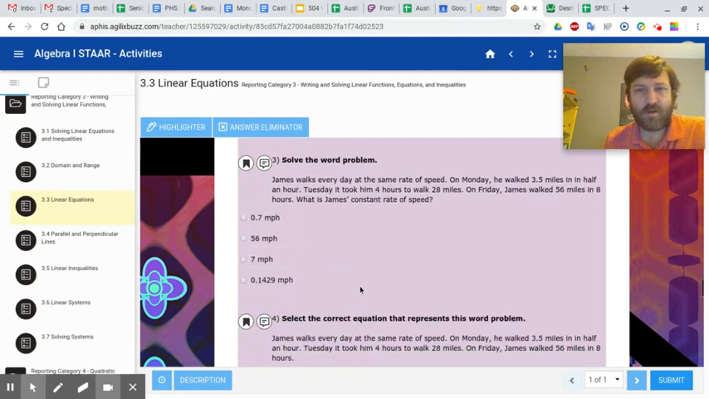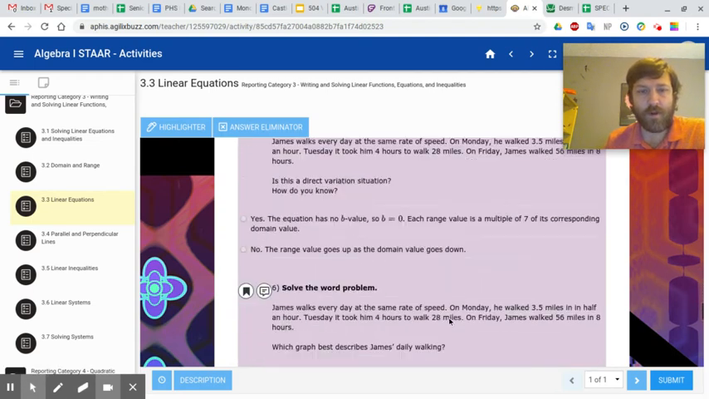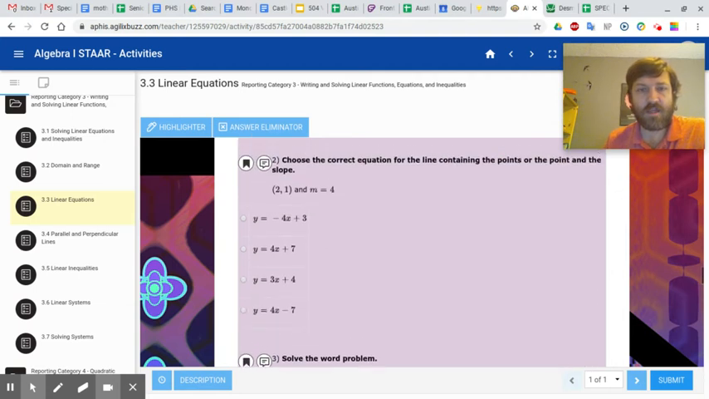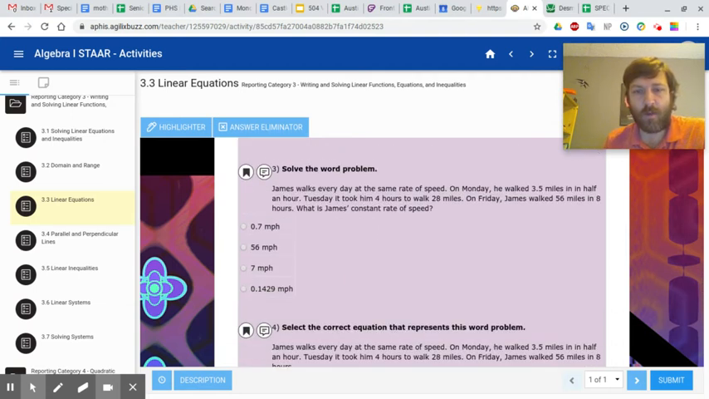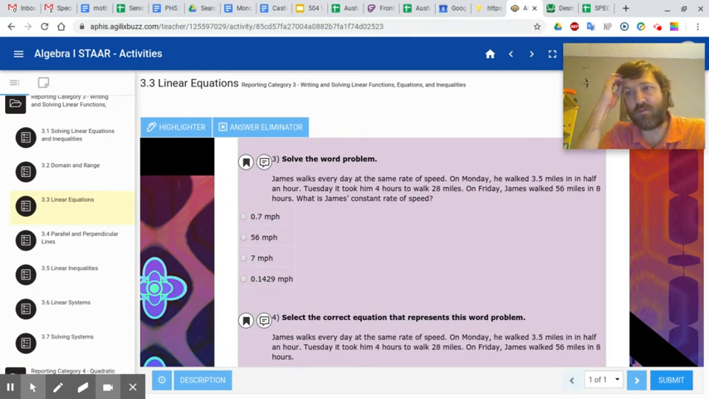All right. So the next 4 problems, maybe, are going to deal with this word problem. They all deal with the same group of information. It says James walks every day at the same rate of speed. On Monday, he walked 3.5 miles in half an hour. Tuesday, it took him 4 hours to walk 28 miles. And on Friday, James walked 56 miles in 8 hours. What is his constant rate of speed?